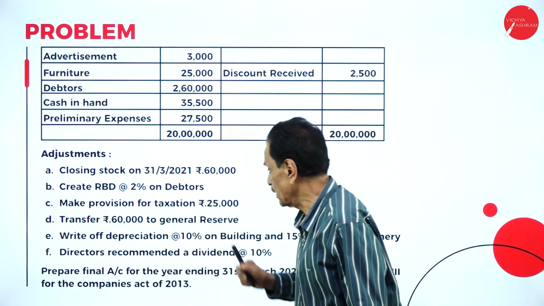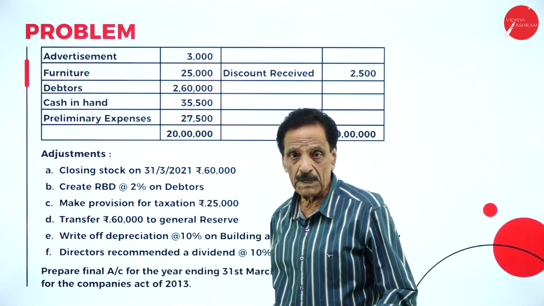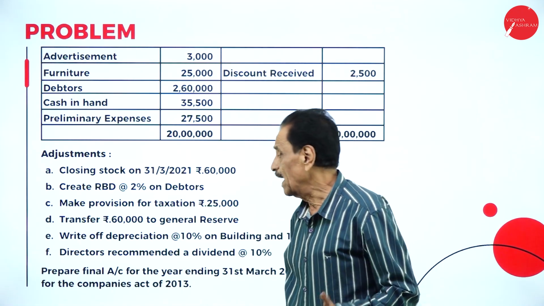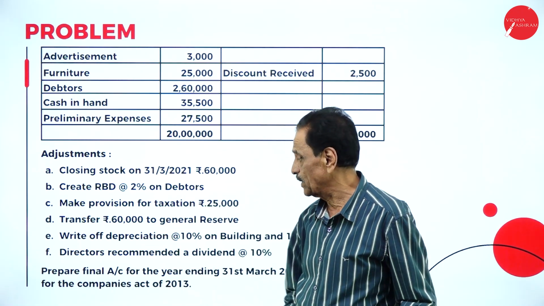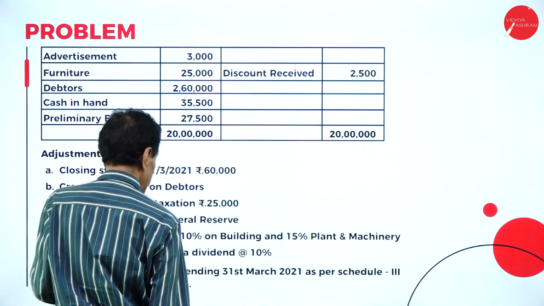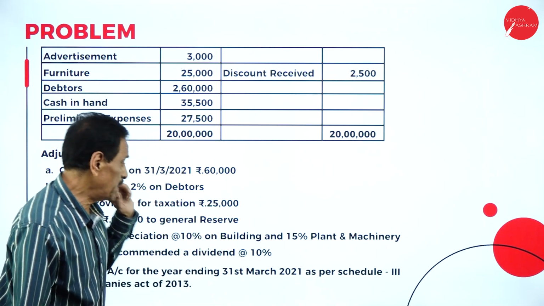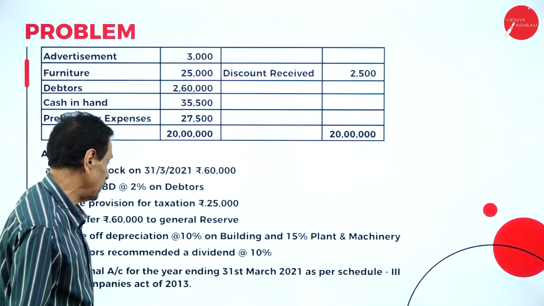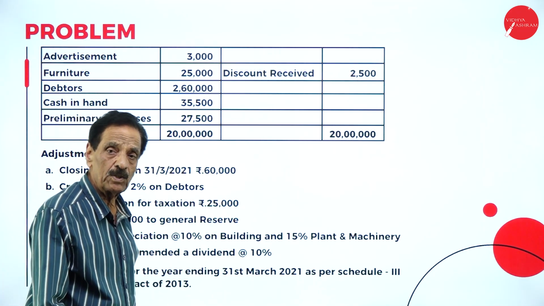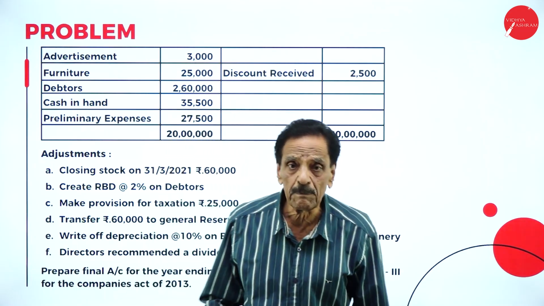Transfer 60,000 to general reserve. This will be deducted from profit and it will come on the liability side of the balance sheet. You have to create depreciation on building and machinery, then it should be deducted from the building and deducted from machinery. The proposed dividend should be calculated on paid up capital.